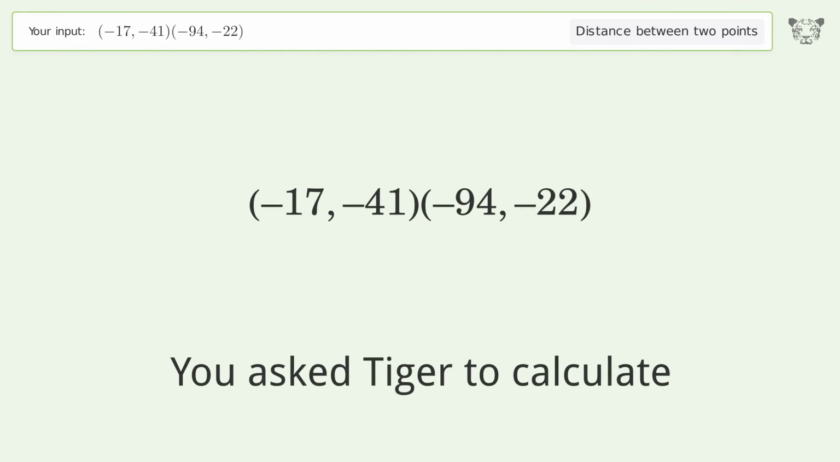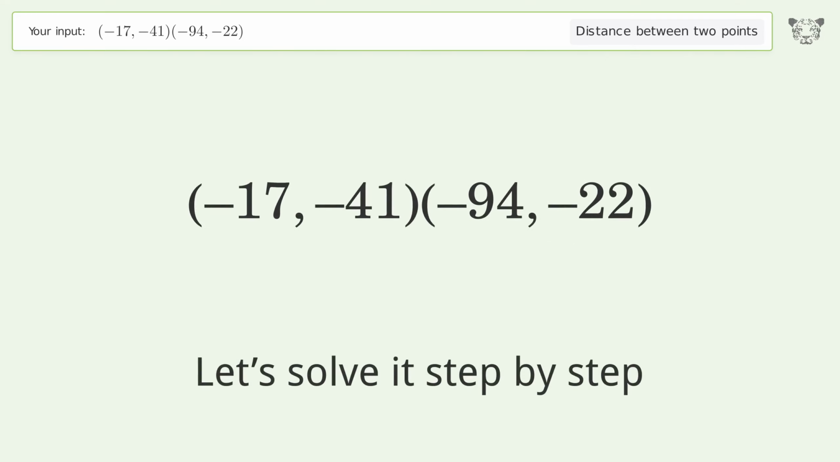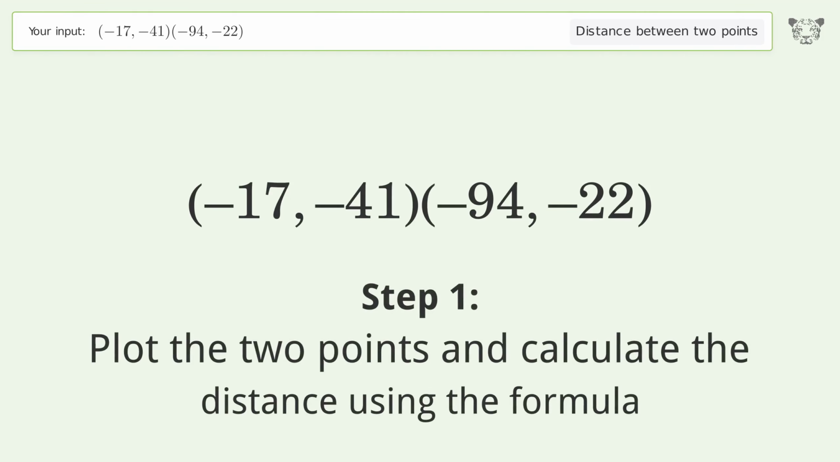You ask Tiger to calculate. This deals with the distance between 2 points. The distance between the 2 points is the square root of 6,290, or 79.31. Let's solve it step by step. Plot the 2 points and calculate the distance using the formula.